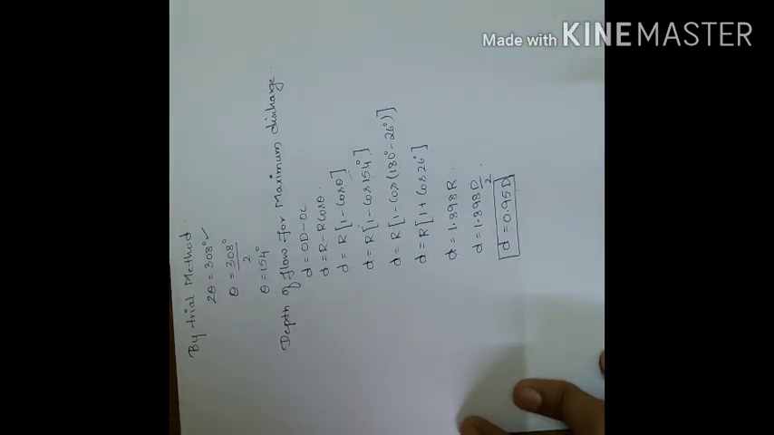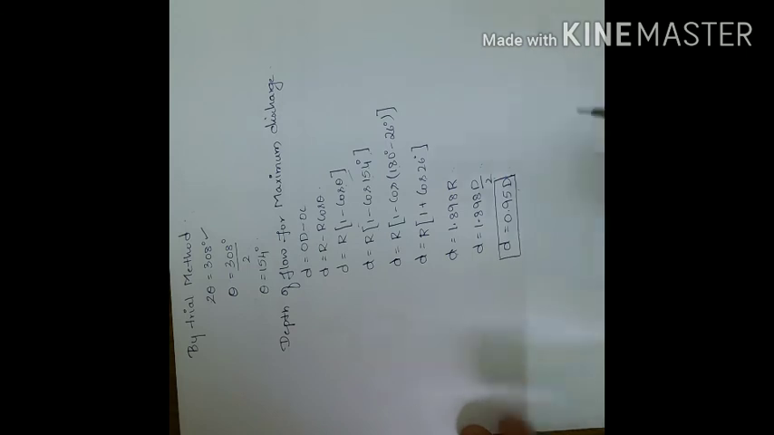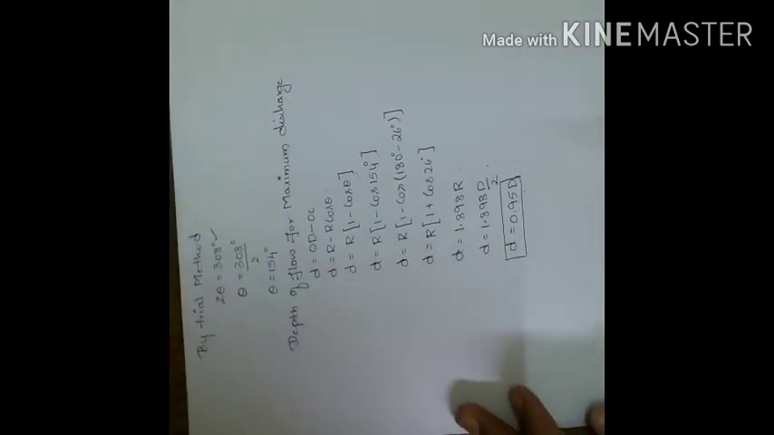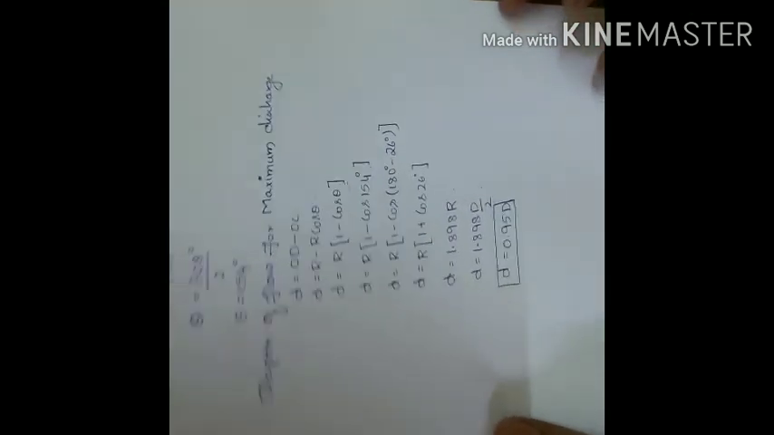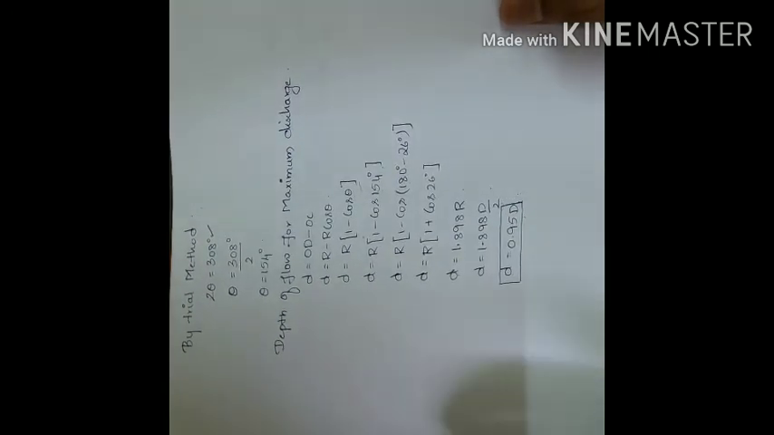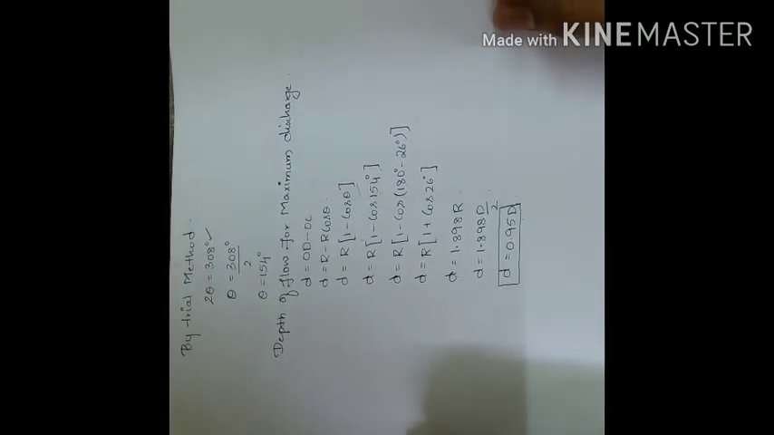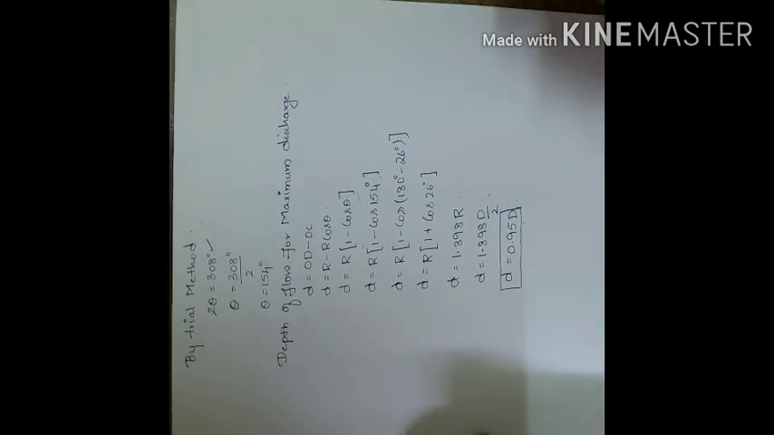So this is how the maximum discharge condition and the maximum velocity condition have been arrived at for the calculation of the most economical circular section. In the next session, we'll be solving three important problems based upon circular sections. So thank you very much.